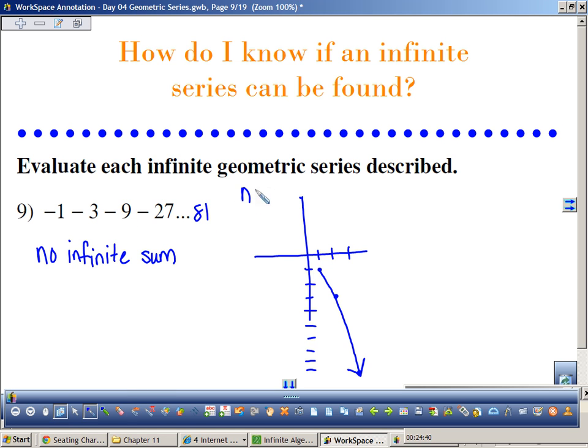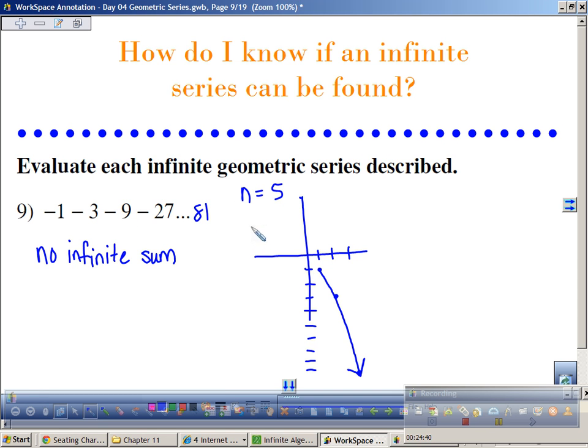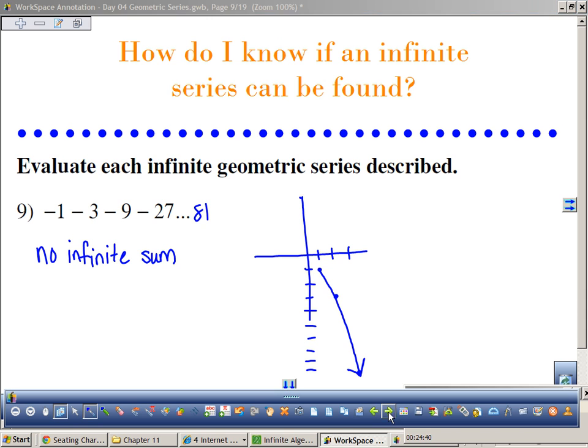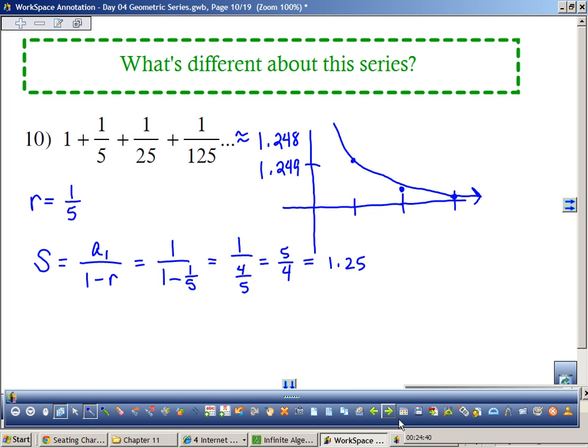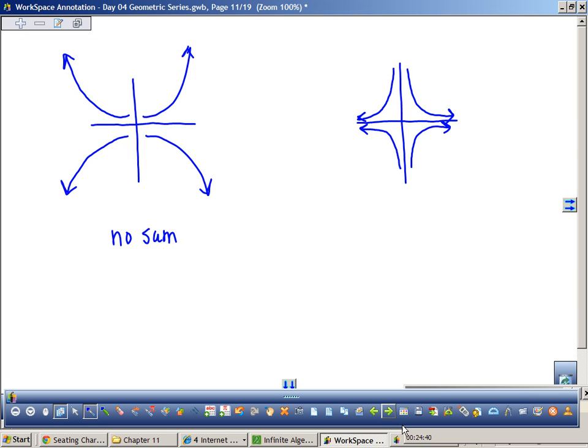You give me a number like n equals 5, I could find that sum, but if you ask me to find an infinite sum, it's not possible with this one because it's getting larger and larger and larger. Make sense? I really want you to understand why. You can't find a total of something that goes to infinity unless it's getting smaller and smaller and smaller. Okay, let's try another one.